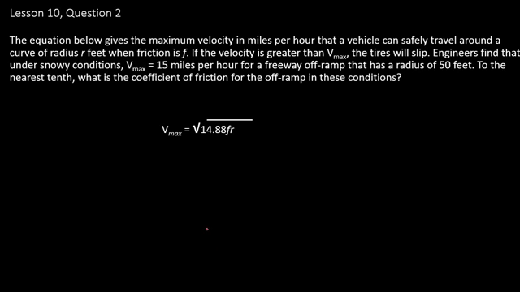Okay. Well, we are told that under snowy conditions, Vmax equals 15 miles per hour, and we're told that this off-ramp has a radius of 50 feet. Using this information, we're asked to calculate to the nearest tenth the coefficient of friction for the off-ramp in those conditions. So use the information you know, plug it into the equation, and then solve for F, the coefficient of friction.